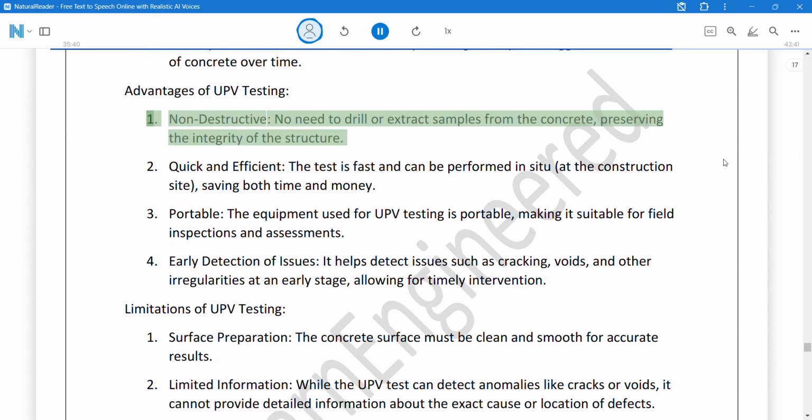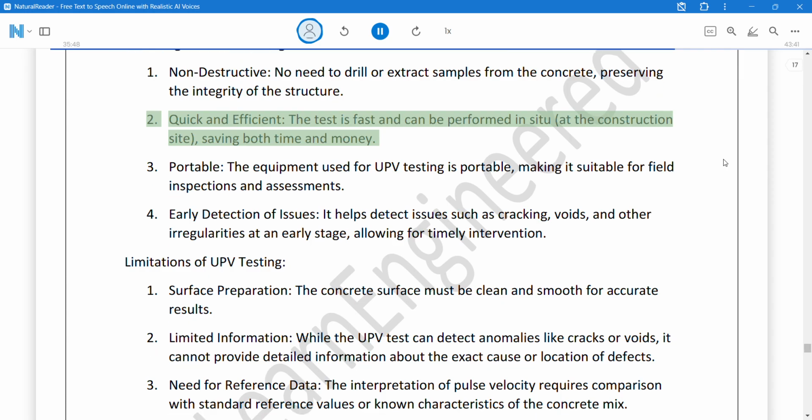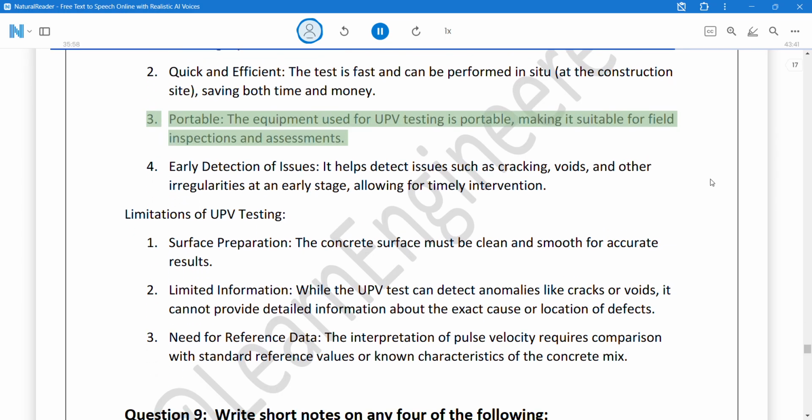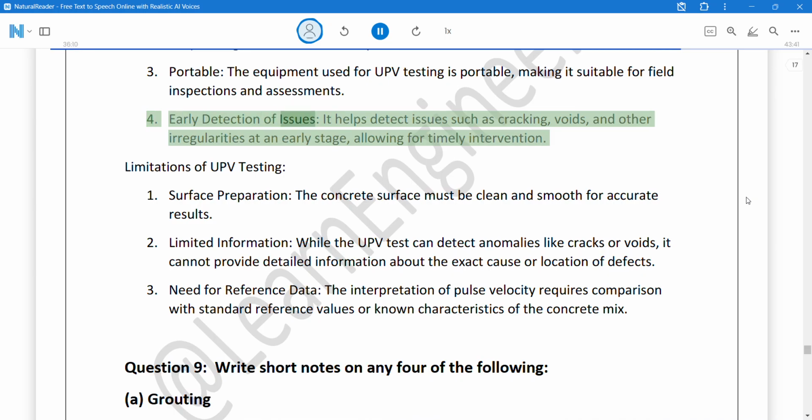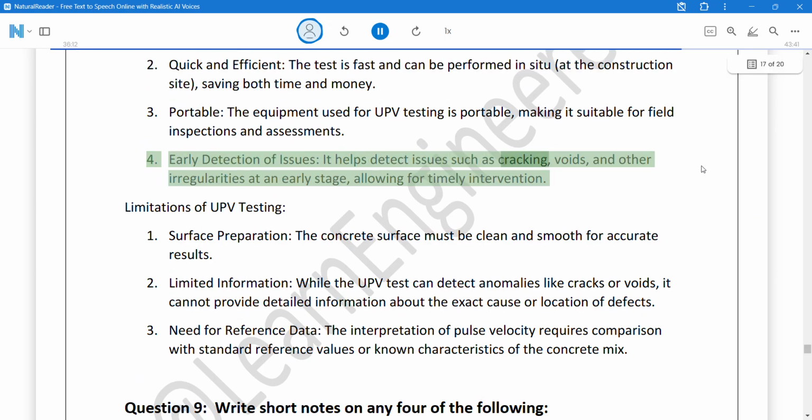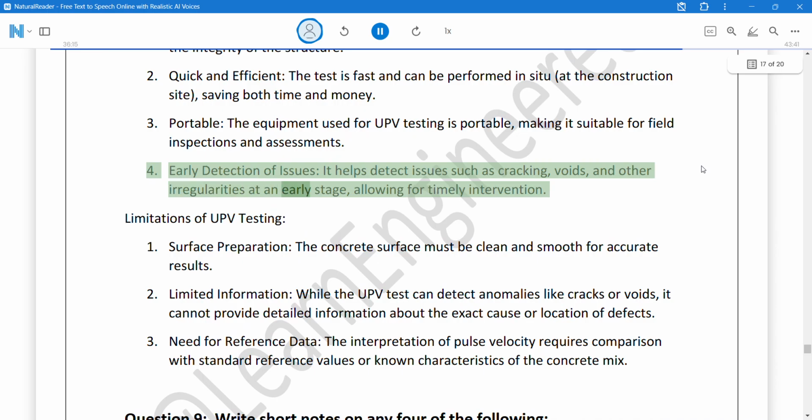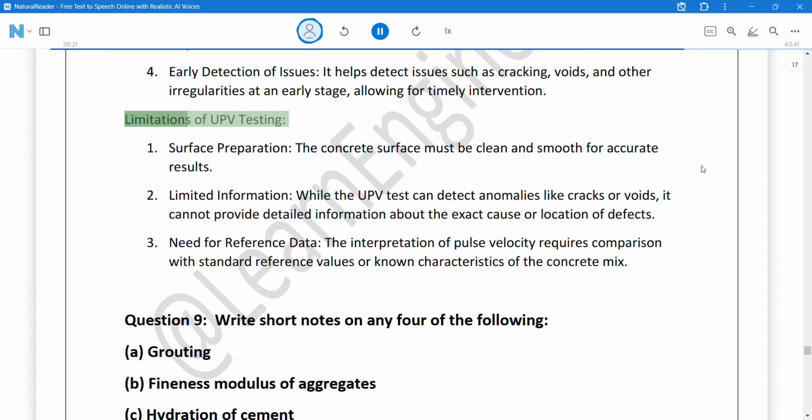Advantages of UPV testing. 1. Non-destructive. No need to drill or extract samples from the concrete, preserving the integrity of the structure. 2. Quick and efficient. The test is fast and can be performed in situ, saving both time and money. 3. Portable. The equipment used for UPV testing is portable, making it suitable for field inspections and assessments. For early detection of issues, it helps detect issues such as cracking, voids, and other irregularities at an early stage, allowing for timely intervention.